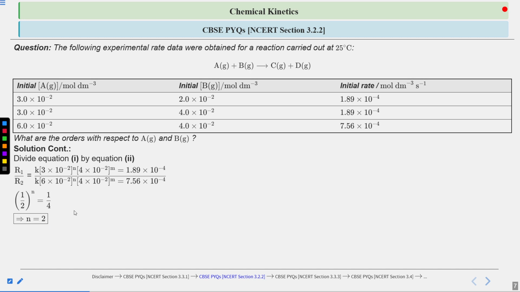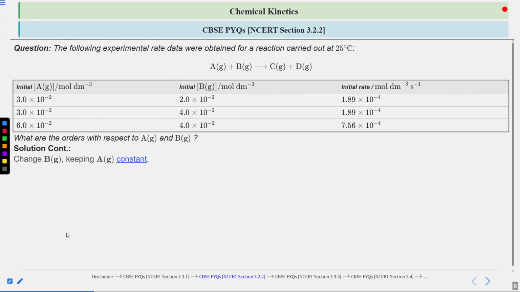2 to the power 2 is 4, so you can write 1 by 4 as 1 upon 2 to the power 2. That means the power is coming as n, which is 2, and the other thing, 1 by 2, is the same as what is present on the left hand side also. What does that mean? The n value is equal to 2. So we got the n value.